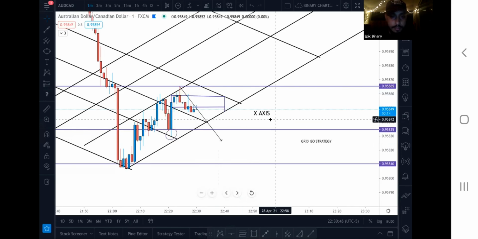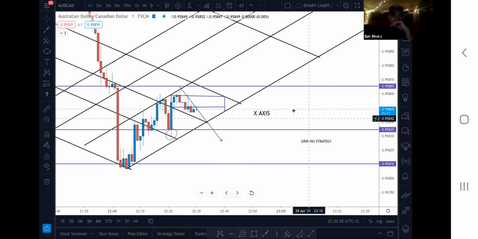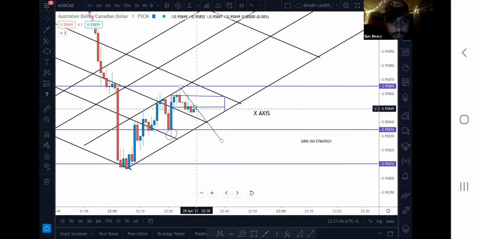Come on, drop. Like I said, it's going to pinch off. There it goes. There it goes. Oh. That was a nasty doji fake out, but it's right in the center of our box. So we should have expected it.